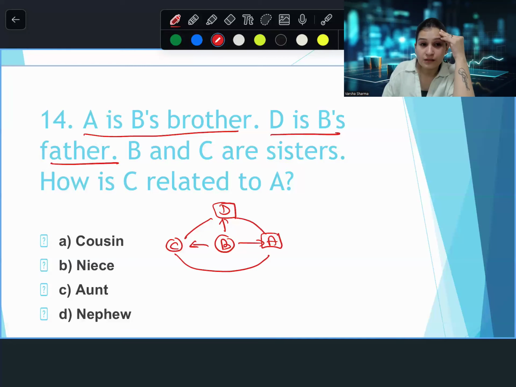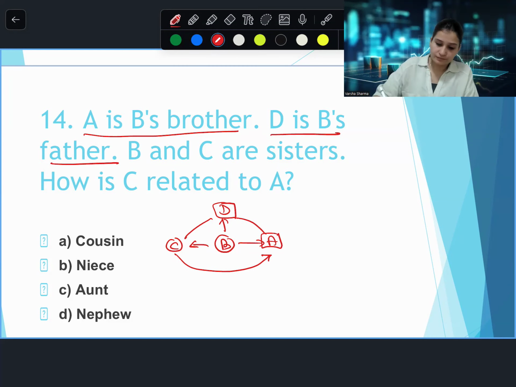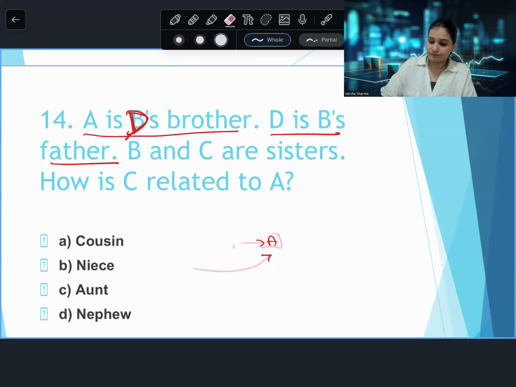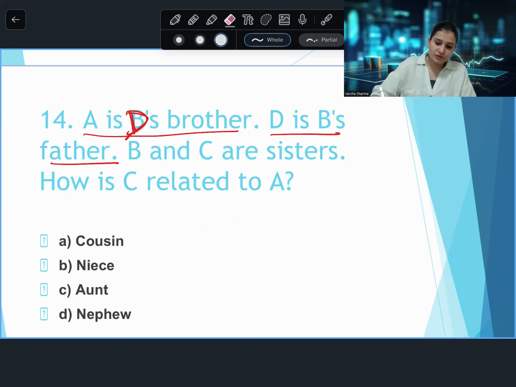How is C related to A? Niece, ma'am. Ma'am, brother. One sec, I guess I wrote the question wrong. Here it's D. In my diagram, C is the sister of A. According to my diagram, C is the sister of A, if this would have been the question. But from the book, I copied wrong. Sorry. A is D's brother.